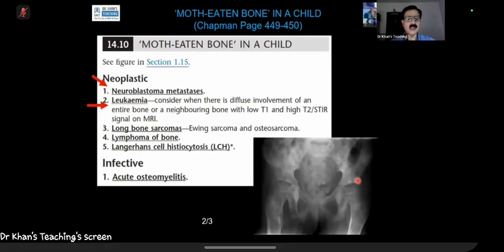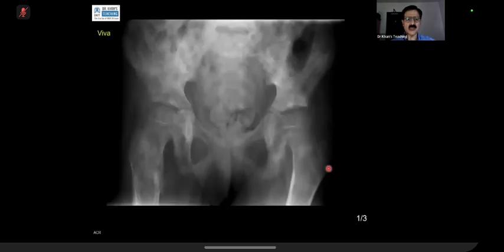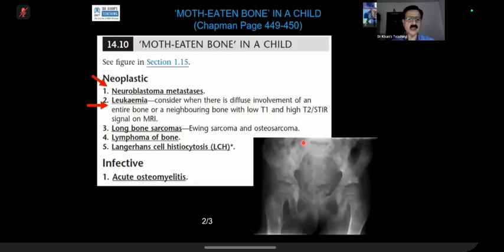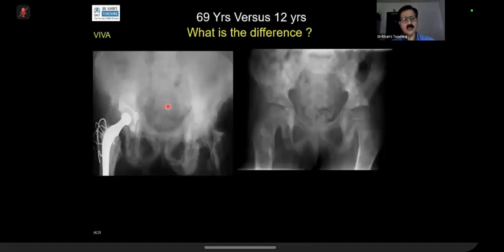Excellent, excellent. Now, the idea to show you this case was to develop your eyes on this moth-eaten bone in a child. Moth-eaten means it is completely abnormal, diffusely abnormal. And remember, it's a child. The differential diagnosis, the most common is neuroblastoma mets and leukemia. These two are the top. Lymphoma, of course, can be there. So the idea now is, is this a moth-eaten bone?